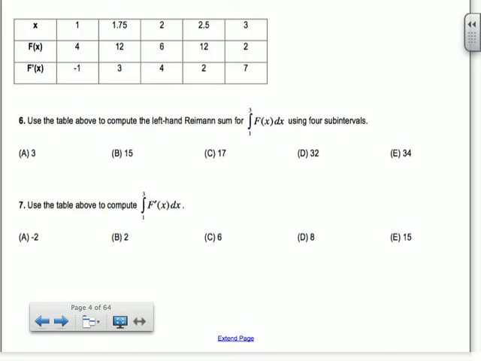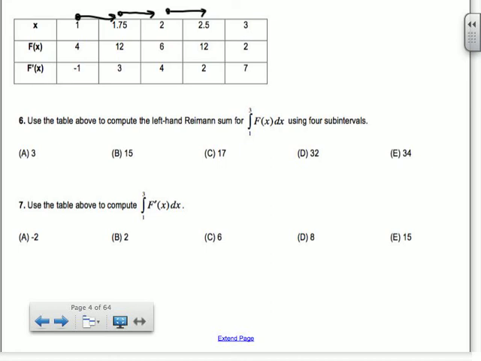Okay, the next one uses the table. So it says use the table above to compute the left-hand Riemann sum. Okay, most of you guys still need to sketch this out, which is fine. You can sketch it out if needed. But basically, if you're thinking of your left-hand rectangles, that means you're using the left point. So you'd go over like that, over like that. You know what I'm saying?